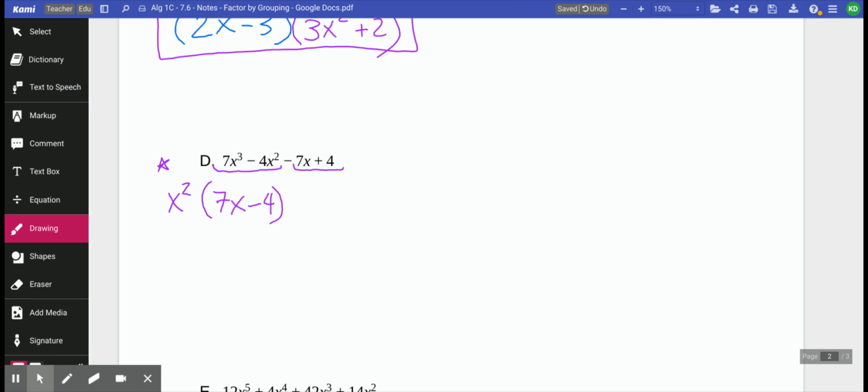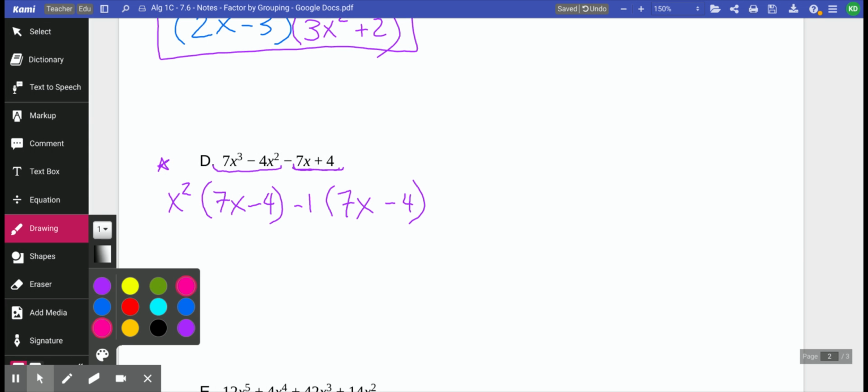Now the second set of terms here, right? Negative 7x plus 4. We have to factor out that minus sign. But they don't really have anything in common, so when they don't have anything in common, I'm just going to put a 1 there. So we're going to factor out a negative 1. Negative 1 times what makes negative 7x? Well, it has to be positive 7x. And then negative 1 times what makes positive 4? Negative 1 times negative 4 makes positive 4.